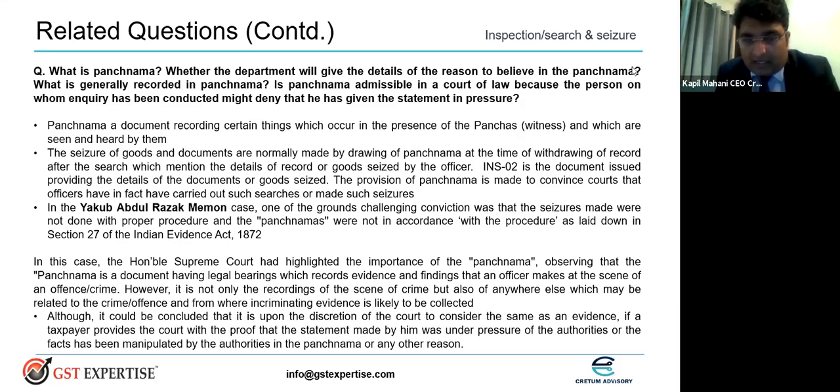However, it is not only the recording of the scene of crime, but also of anywhere else which may be related to the crime offense and from where incriminating evidence is likely to be collected. So what is more important is that the Panchnama is evidencing all the things which have happened during the search and seizure, and whatever they have collected and taken, they will mention in that Panchnama.